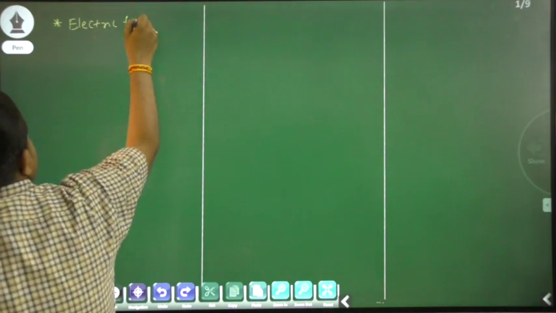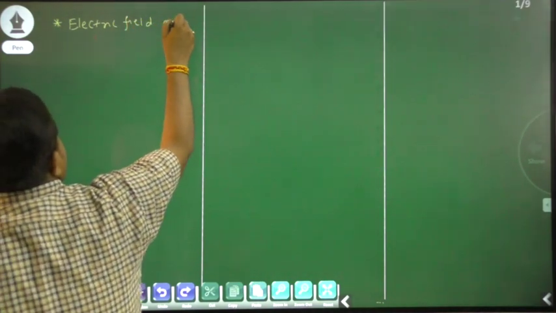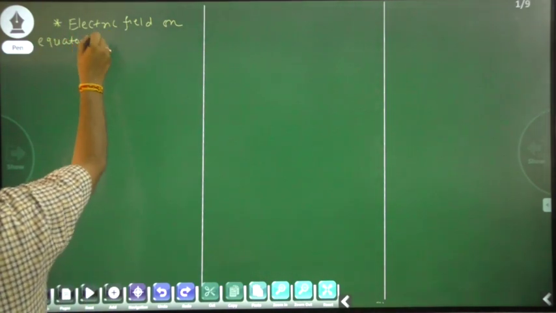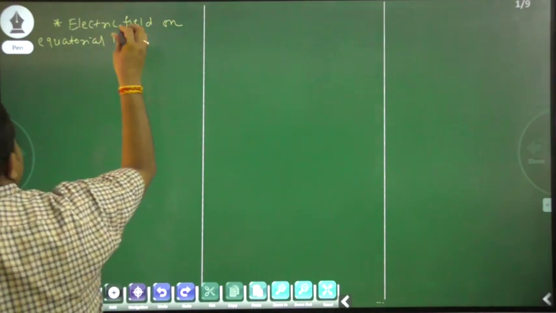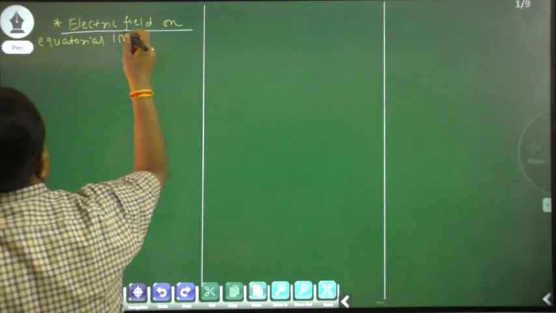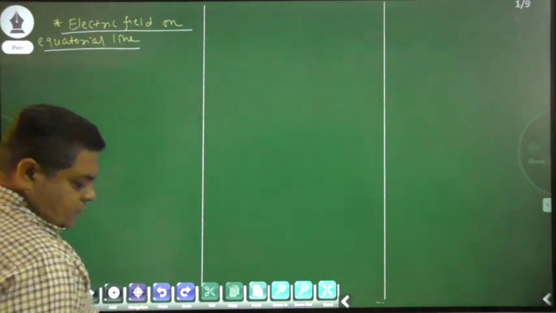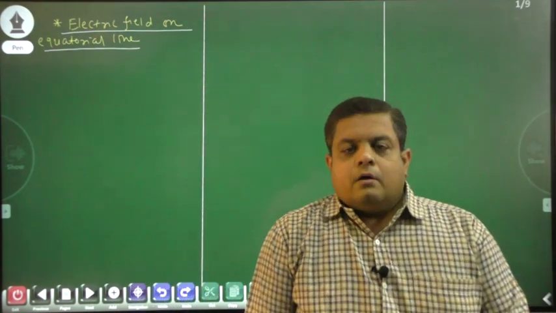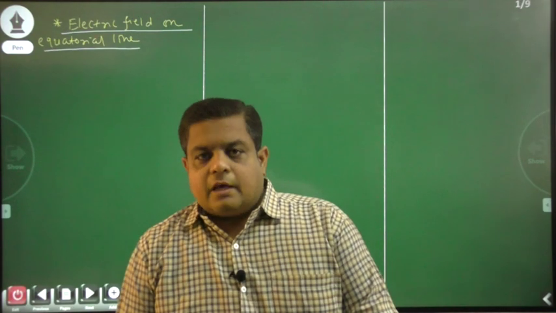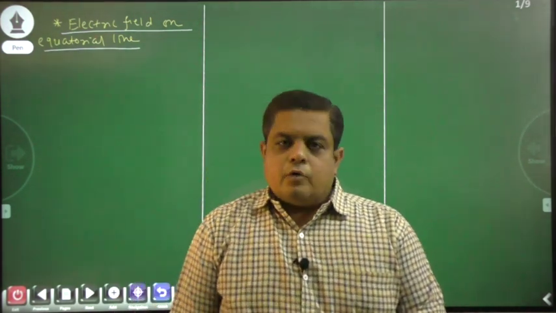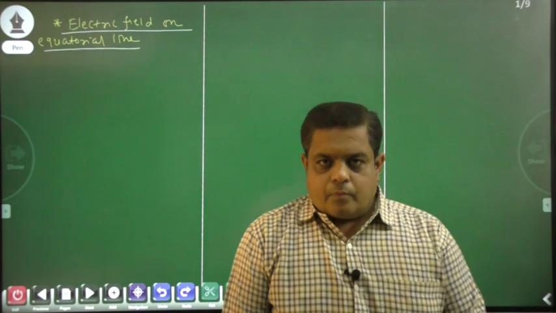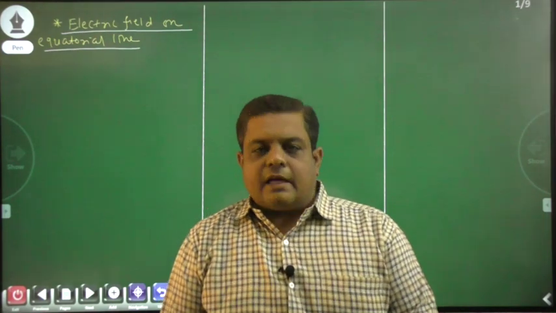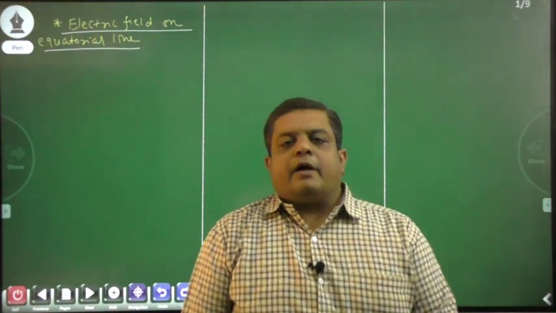Electric field on equatorial line, or you can say equatorial plane. First of all, what is an equatorial line? Equatorial line is a line passing through the center of the electric dipole and it is perpendicular to the axis of the dipole.